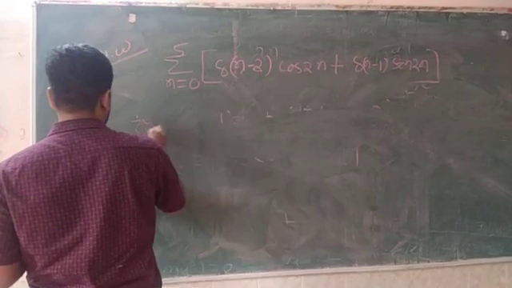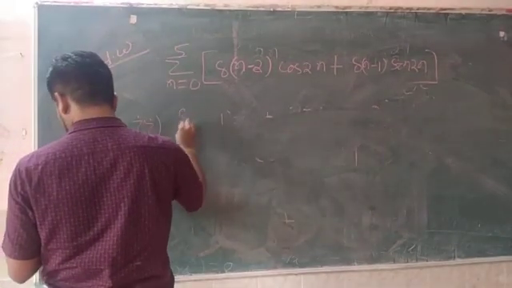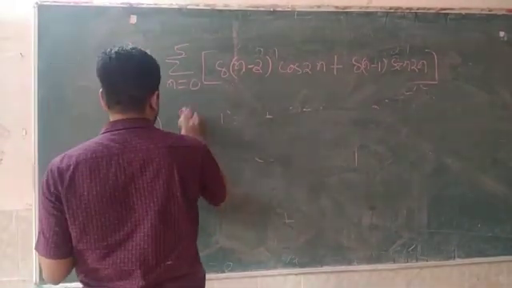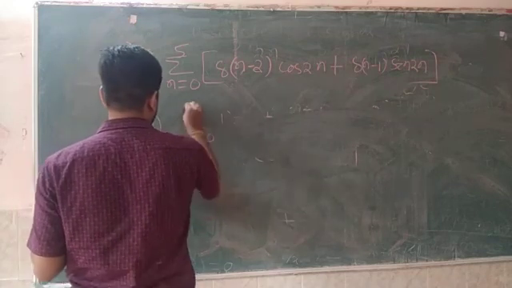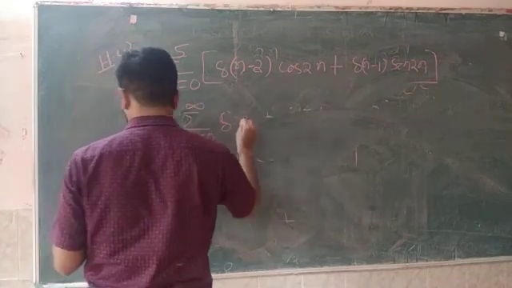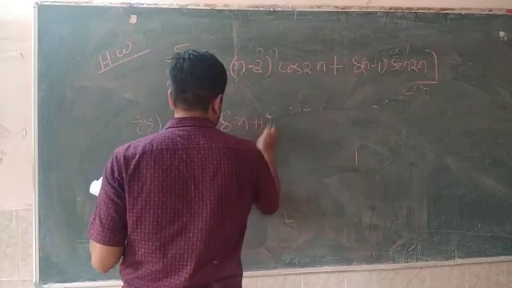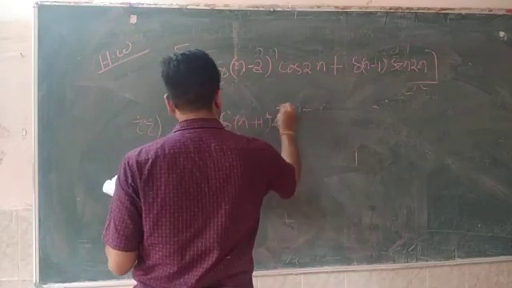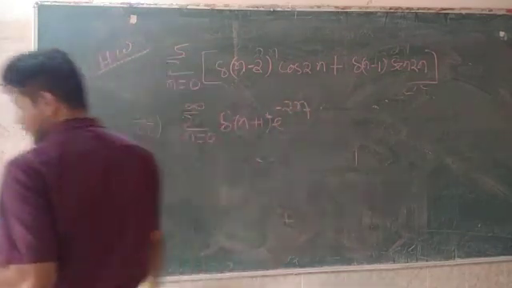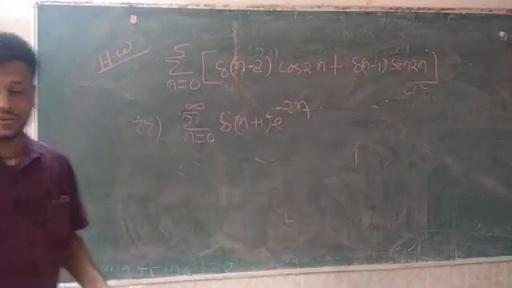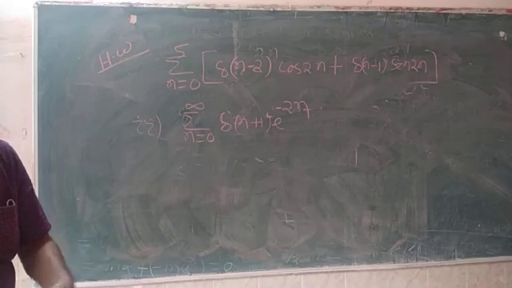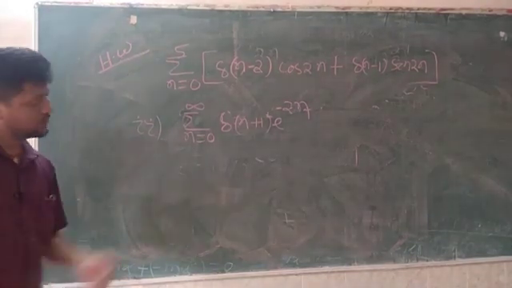The second question is summation of n equal to 0 to infinity del of n plus 1 e to the power minus 2n. So kindly, students, solve these two questions. That will be homework for you. So that's it.